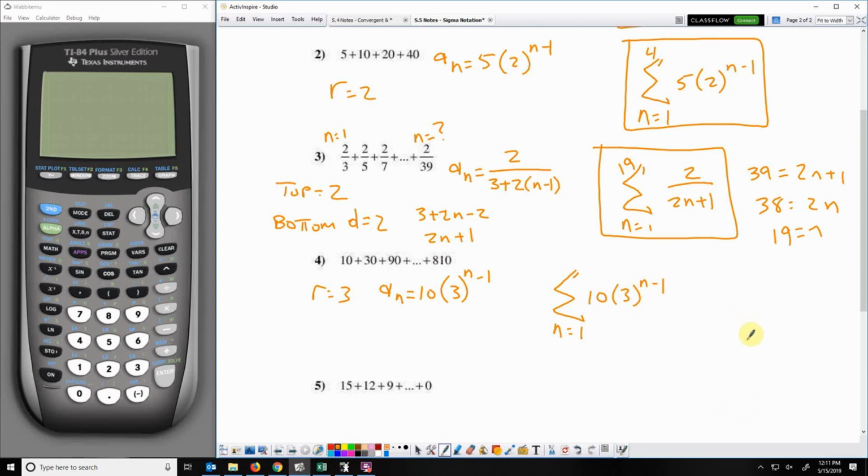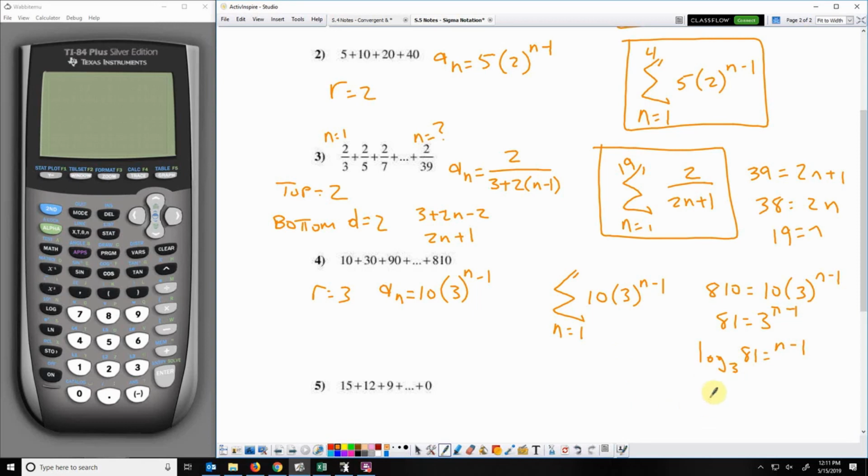So to find out n, my last term has a value of 810. And I'll set that equal to the expression, 10 times 3 to the n minus 1. I can divide both sides by 10. I get 81 equals 3 to the n minus 1 power. From there, I'm kind of stuck unless I go to log form. The base is 3. The argument is 81. The exponent is n minus 1.